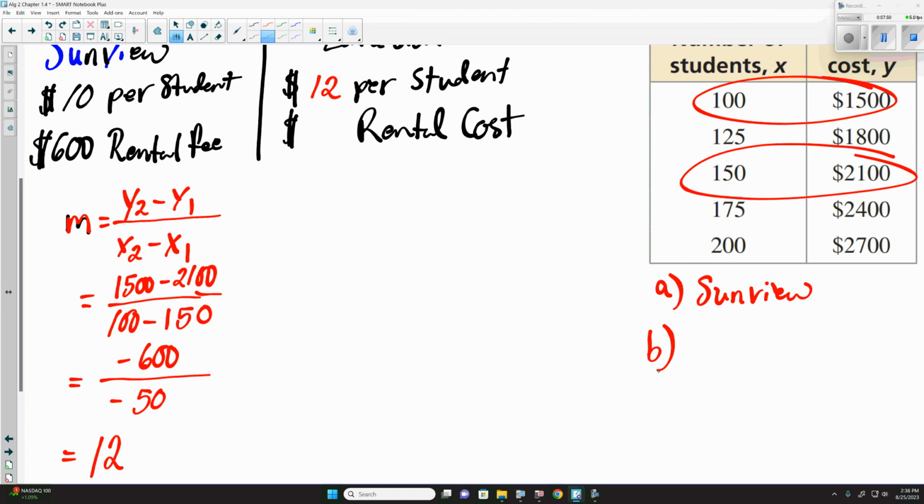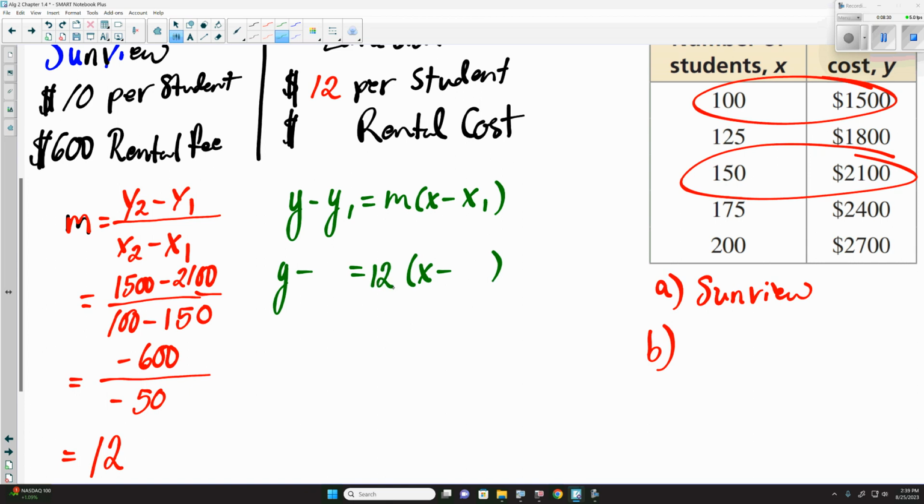Now we do need to figure out the rental cost, because we'll need the rental cost to be able to determine when they're going to be the same. To do that, we're going to use point slope form. We could technically do this with slope-intercept form, but this is a little bit quicker. We don't have to plug anything back in. Now we know what the slope is. Our value of m is 12.